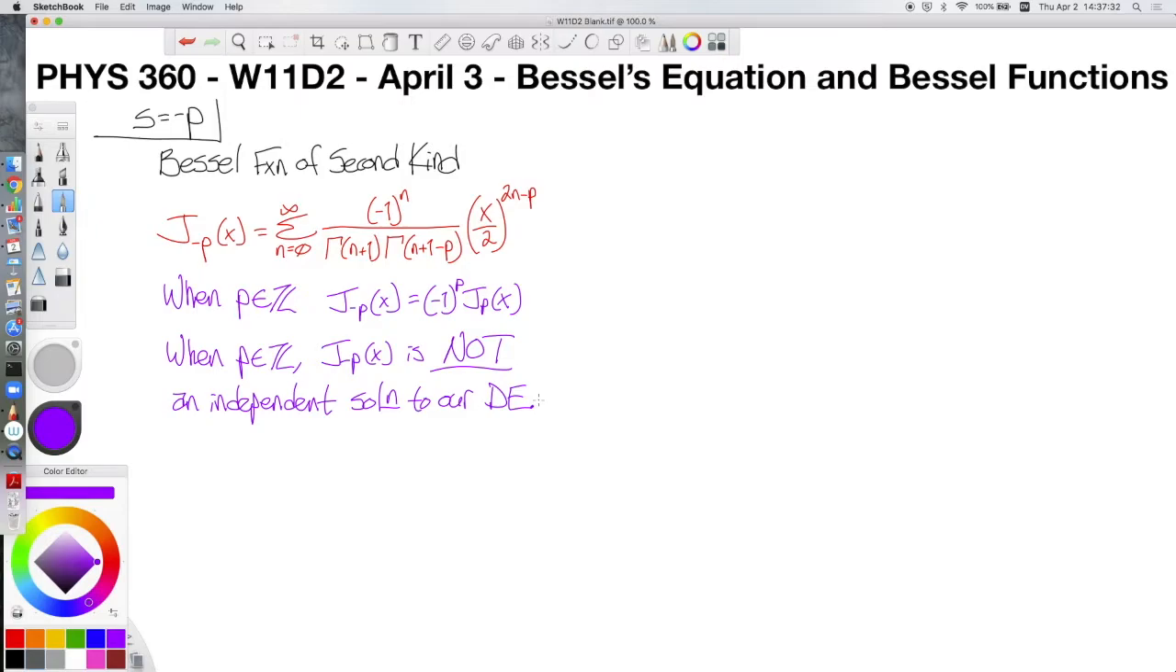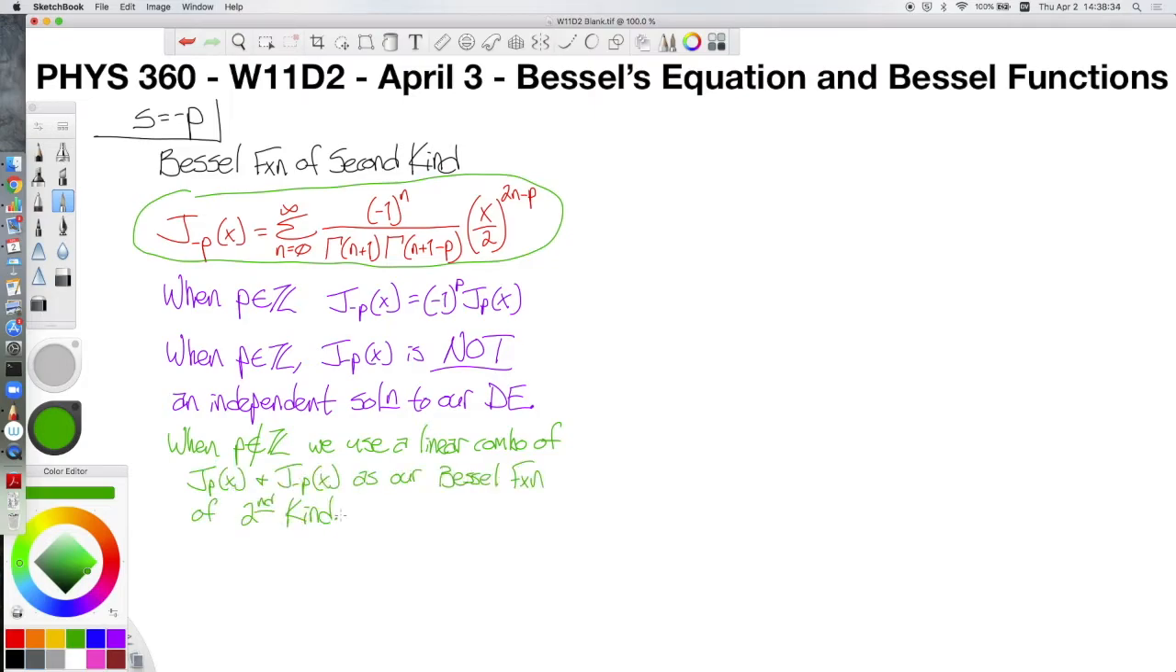So now for something a little bit weird that falls under the category of tradition and just how we do things. Rather than using this equation that we just found as our Bessel functions of the second kind, we give them slightly different names, and we write them as a linear combination of J sub p and J sub minus p. So when p is not an integer, we're going to use the linear combination of our two solutions to represent our Bessel function of the second kind.